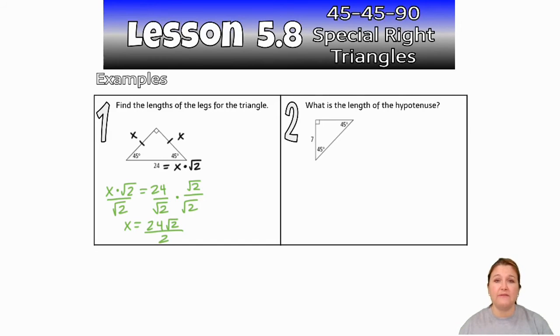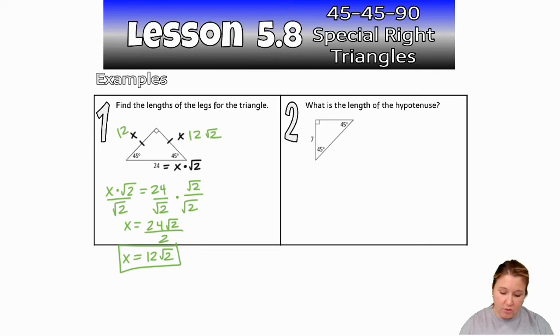Now simplifying it even further, because the coefficients of 24 and 2 can divide. Sometimes they'll just reduce, but this time that's going to divide and make a nice pretty number. So x is going to be equal to 12 times the square root of 2. And so that's what each leg length would be, 12 times the square root of 2.